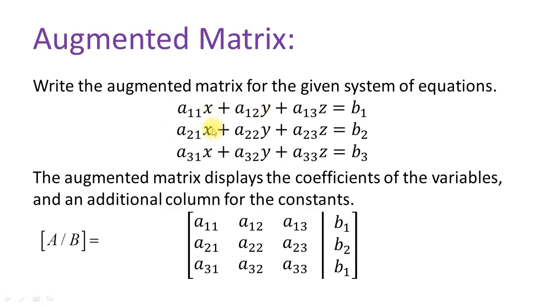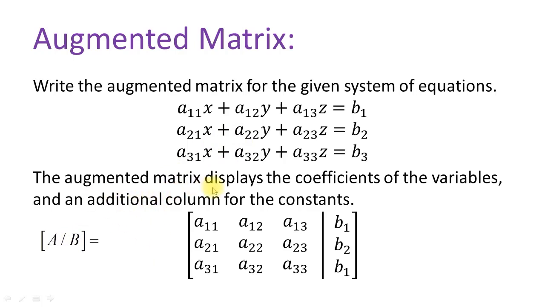For example, we have a system of 3 equations and 3 unknowns. These are three linear equations, a system of linear equations. So first of all, write this system of linear equations in matrix form, and then the augmented matrix displays the coefficients of the variables with an additional column for the constants. Then take the augmented matrix from this matrix system. This is the augmented matrix.